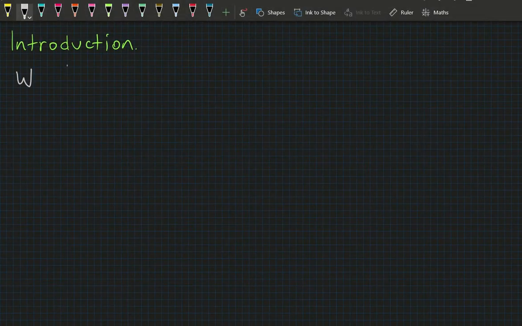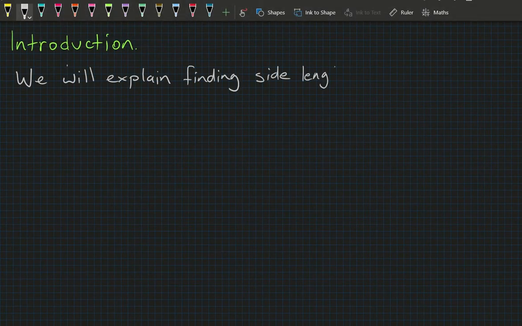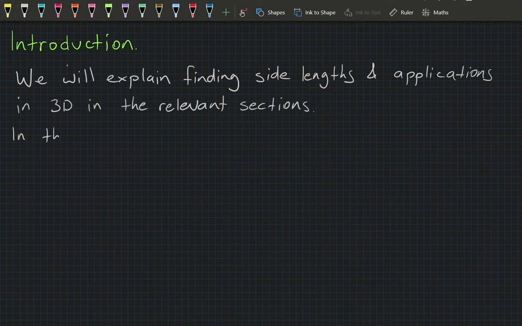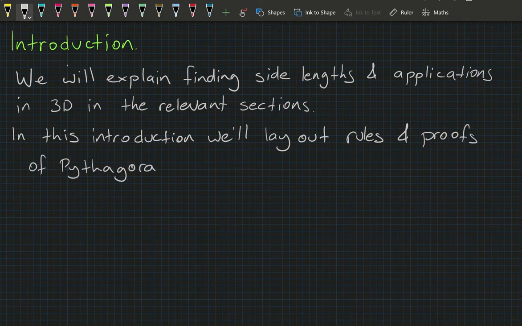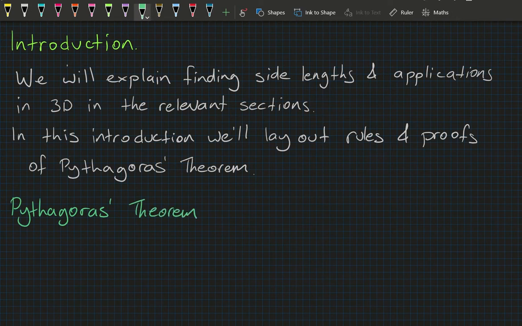I'll demonstrate how to find side lengths and the application of Pythagoras' theorem in 3D in the relevant sections. In this introduction, we're just going to look at the beginning of proofs that you'll complete at the end of the lesson. But before we begin, we must state that Pythagoras' theorem applies to right angle triangles only.